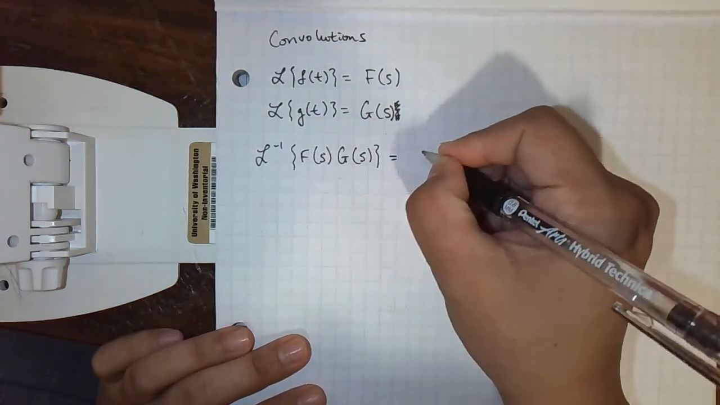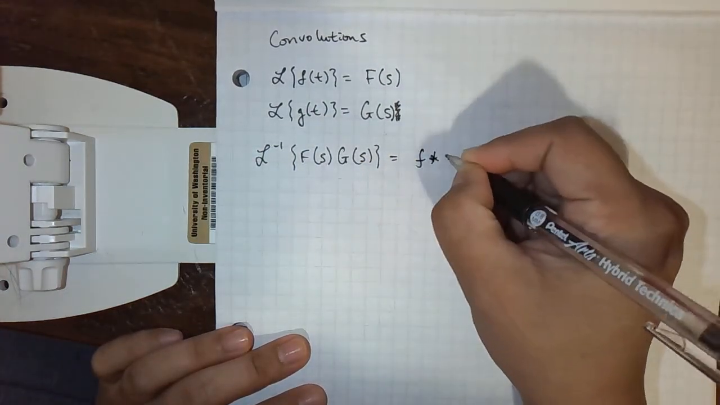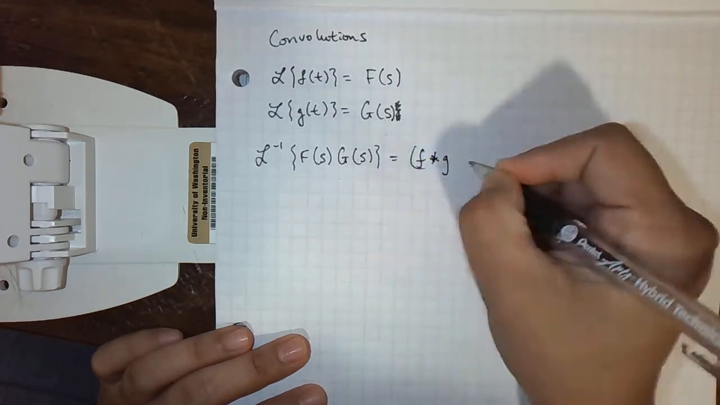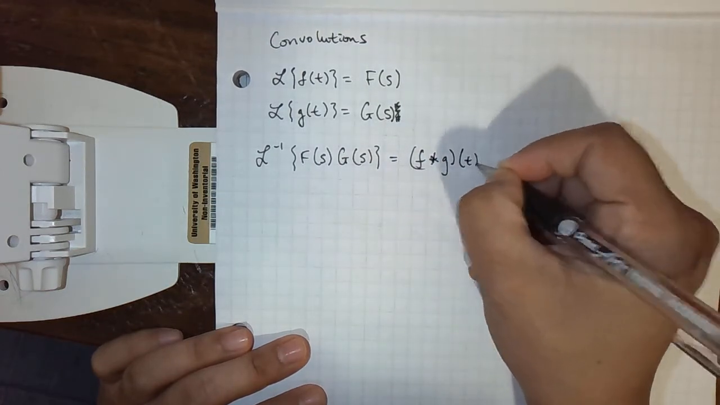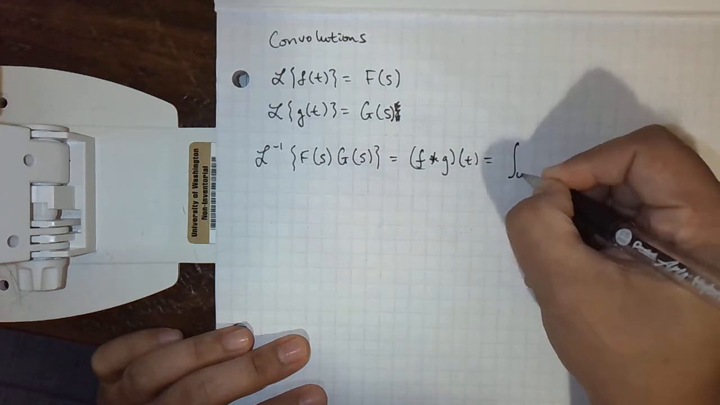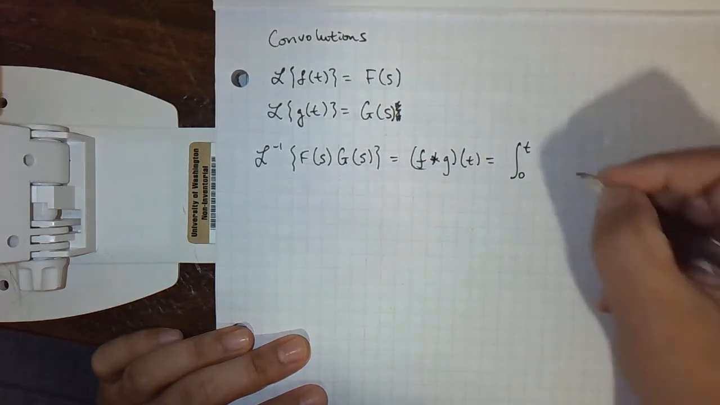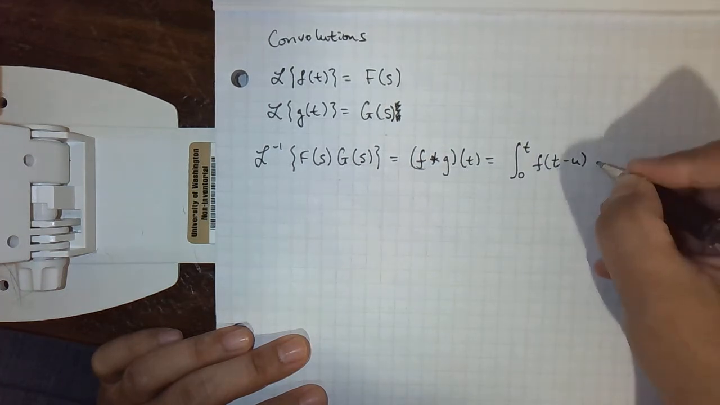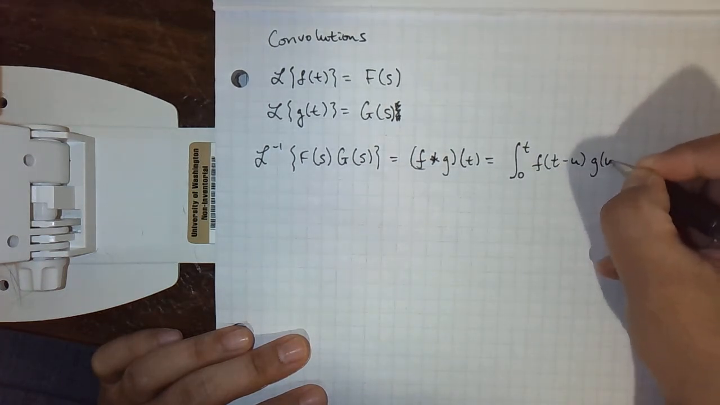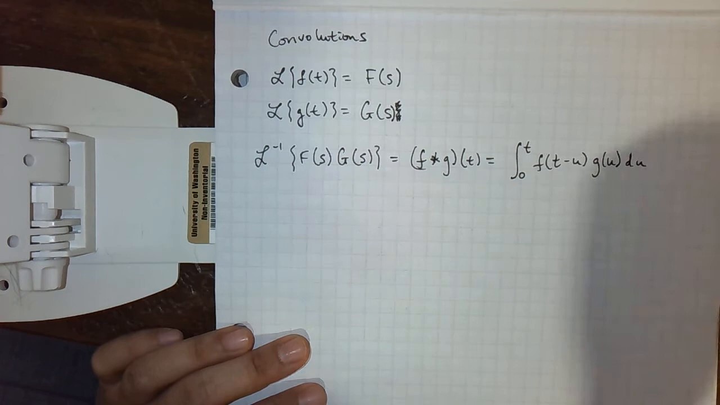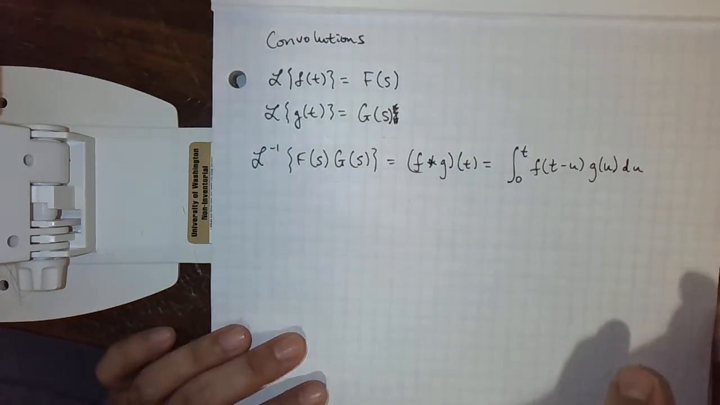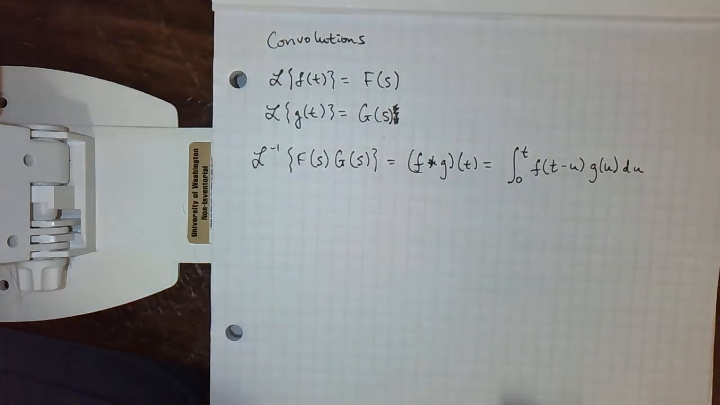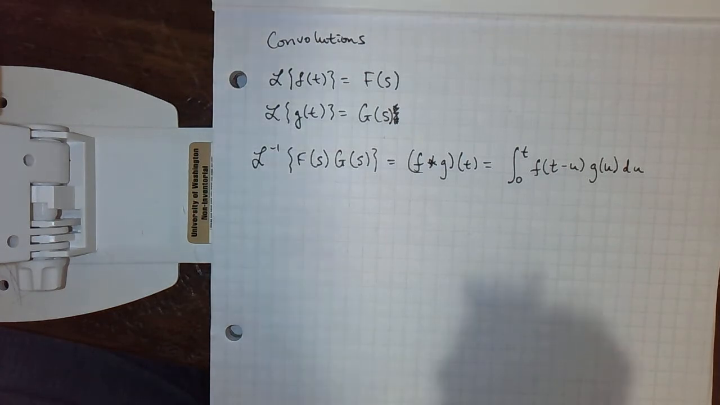Well, it is in this way. We call this the convolution of f and g. And convolution is defined with an integral. It's the integral from 0 to t of f of t minus u g of u du. That's the definition of convolution. So we'll talk in this video and the next video about some properties of convolution.